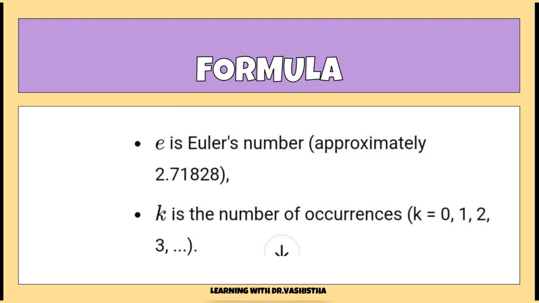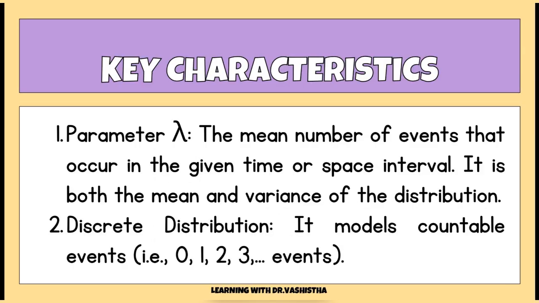We'll pick up a few numericals in the next video, as this video is already too long for them. So we'll pick up a few examples of how these formulas can be applied to solve a numerical problem. The formula we just saw itself defines the key characteristics of this distribution, that the parameter lambda is the mean number of events that occur in a given time or space interval.